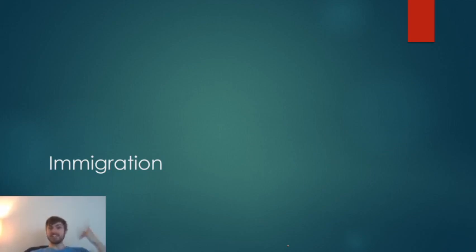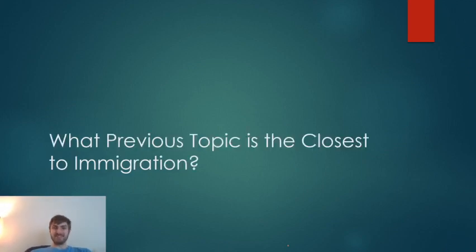Okay, so let's talk about immigration. Immigration is a very contentious topic in labor econ. Well, not in labor. Something you'll see is that labor economists tend to agree on this. It's all of the weird normal people that find it contentious. Okay, so what is immigration, right? What previous topic have we covered that's the closest to immigration?